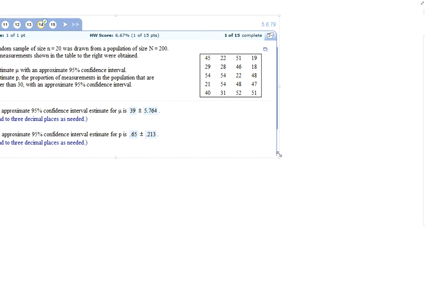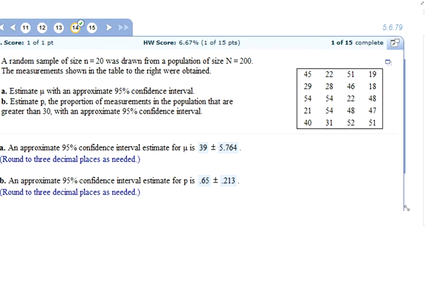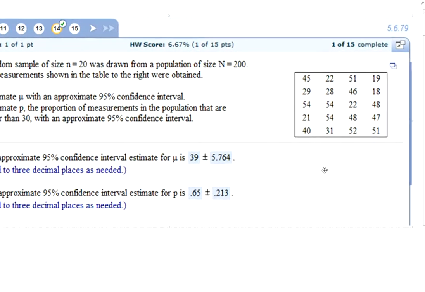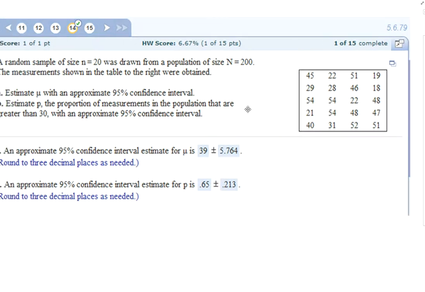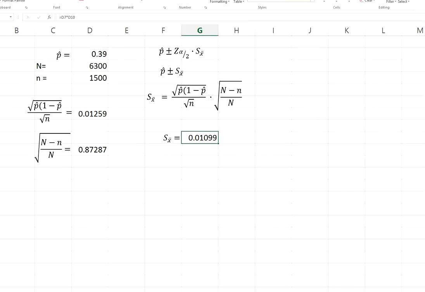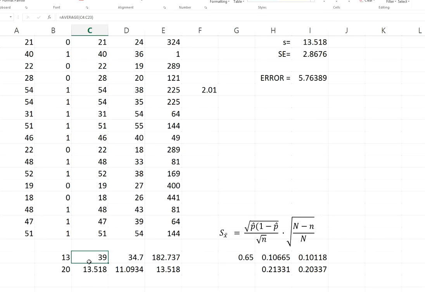Now in this case, a sample data set is given, a relatively large sample. I export it to an Excel page by clicking this button. The question says to estimate mu with an approximate 95% confidence interval. I exported the data and computed the mean and the standard deviation. This is the mean and this is the standard deviation.